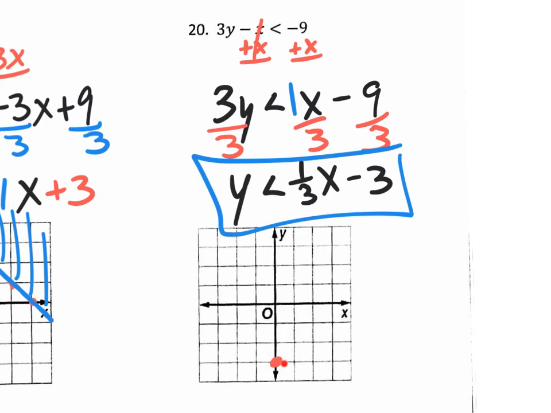Now, from this point, I need to rise and run according to my slope. If it's positive, you go up. If it's negative, you go down. So it is up 1 because it's positive 1, and run to the right 3. 1, 2, 3. Let's put a dot right there.